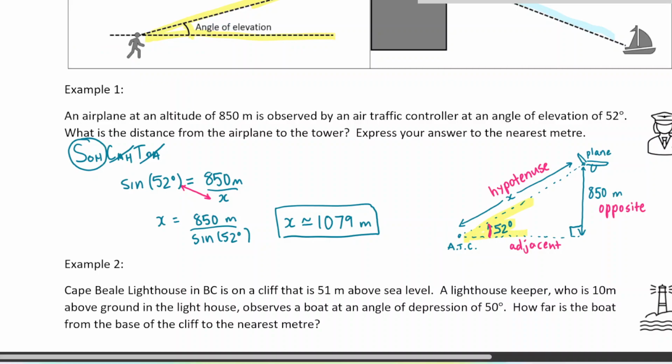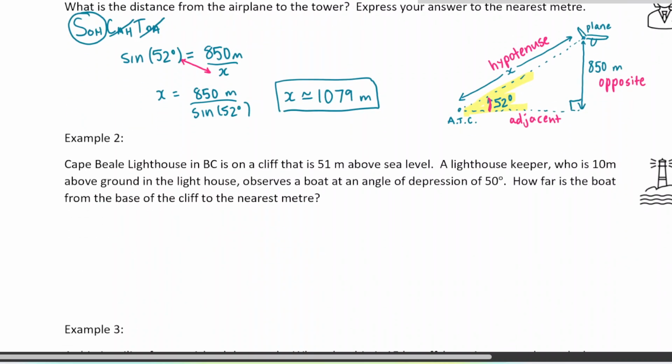Next one we're going to be looking downwards, so we'll see an angle of depression. It says Cape Beale Lighthouse in BC is on a cliff that is 51 meters above sea level. A lighthouse keeper who is 10 meters above the ground in the lighthouse observes the boat at an angle of depression of 50 degrees. So here we're doing an angle of depression. How far is the boat from the base of the cliff to the nearest meter?